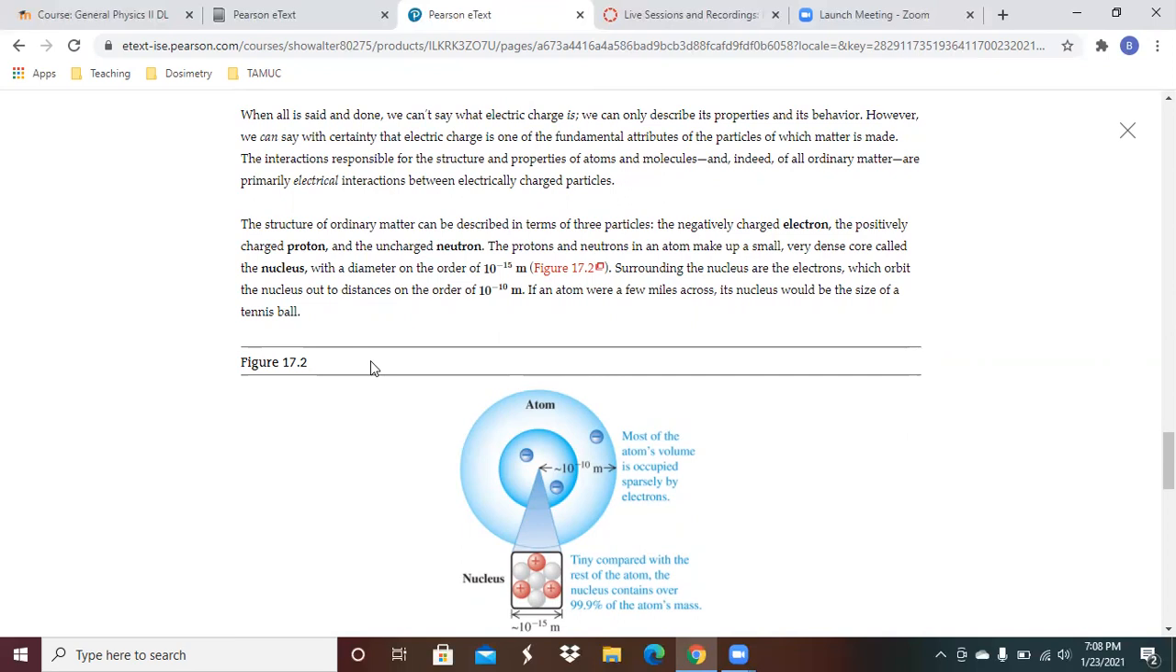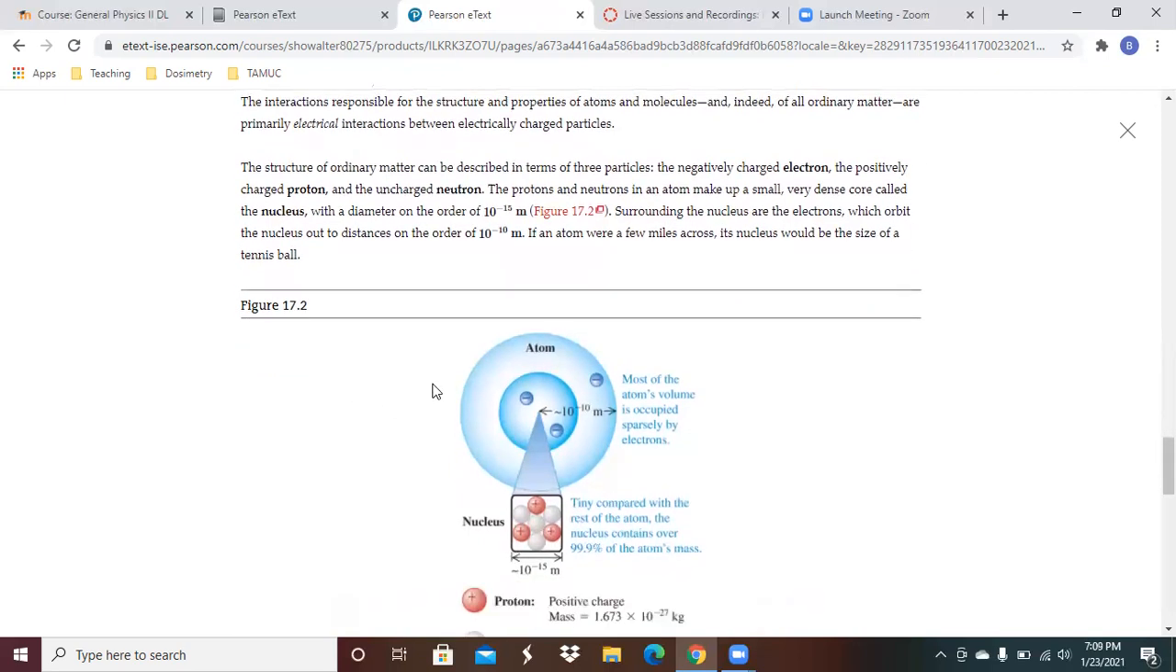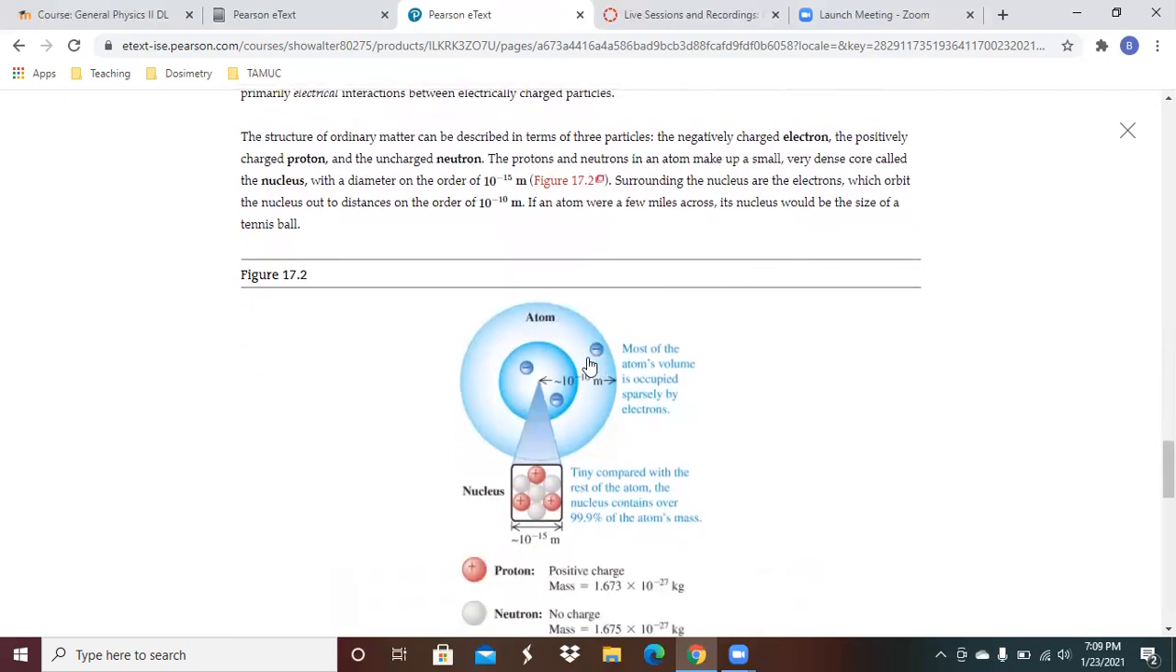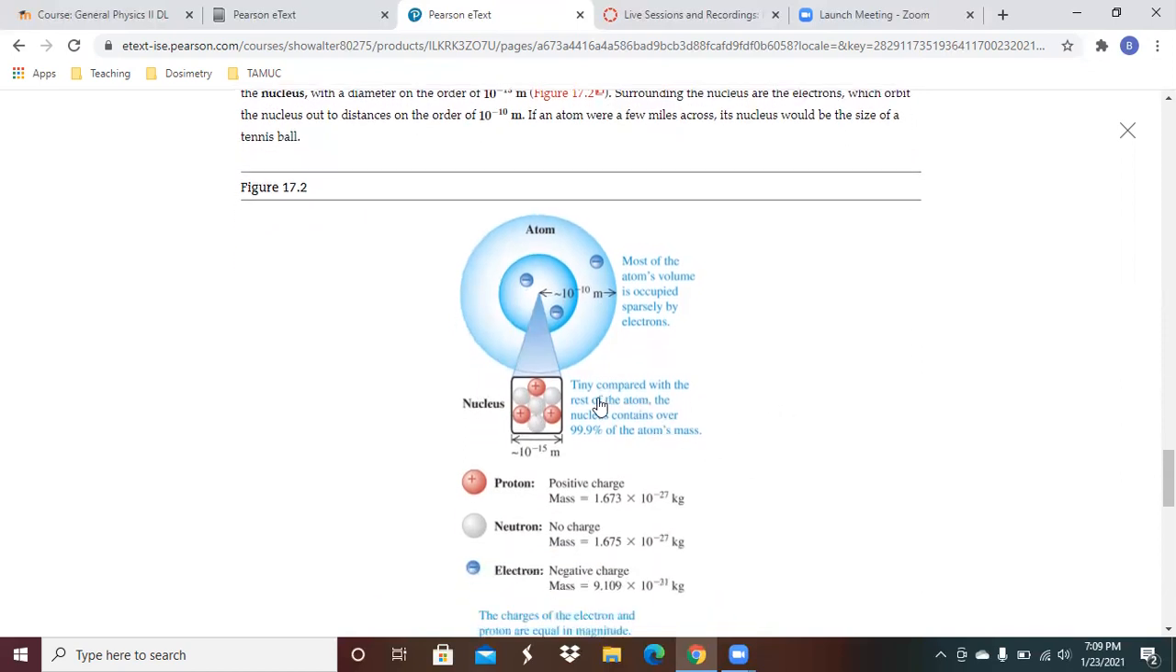The interactions responsible for the structure and properties of atoms and molecules and all ordinary matter are primarily electrical interactions between electrically charged particles. As we discussed before, you've got the electrons out here in an atom, and inside in the nucleus, you've got protons as well as neutrons. This nucleus contains over 99.9% of the atom's mass, and it is about 10 to the minus 15th meters in size.